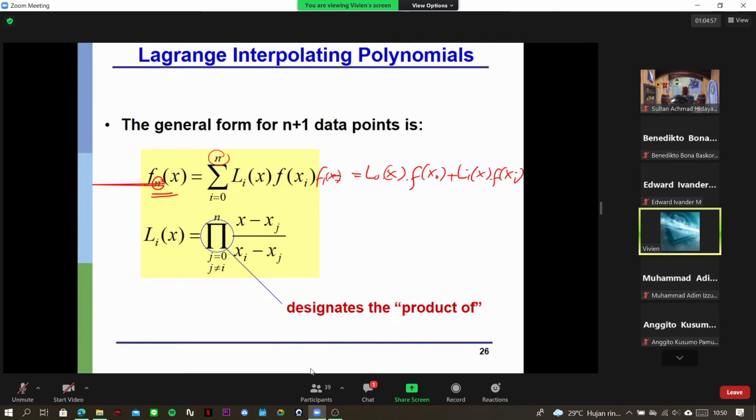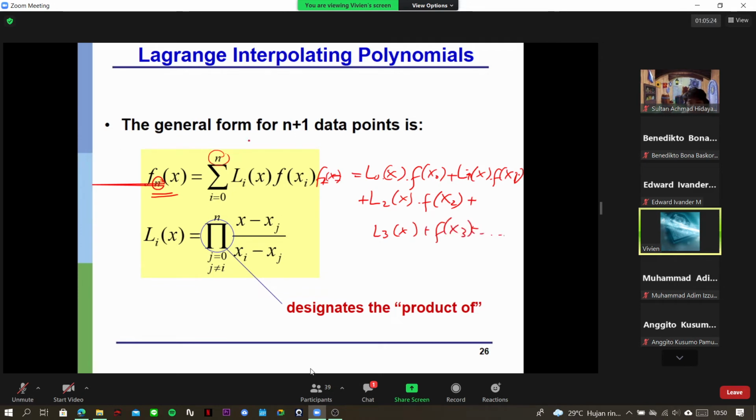If we want to increase to third and fourth order, we can add more terms. For example, for second order, there will be L2(x) times f(x2). And if we want to increase to third order and so on, just add again, and so on.